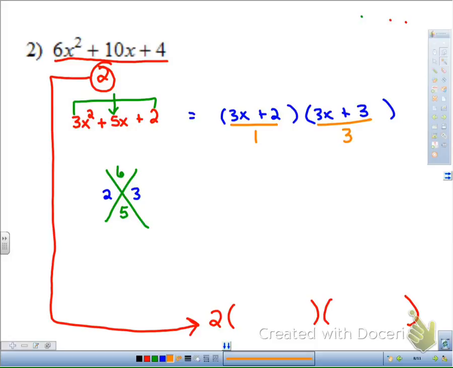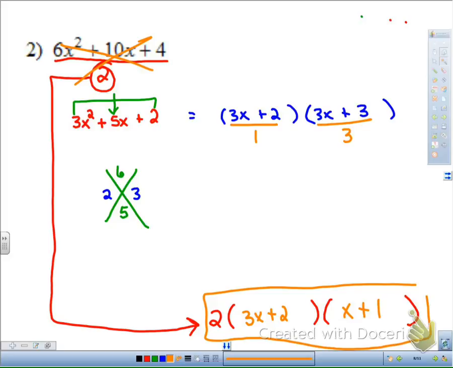1 times 3 is 3. Because remember, we're looking at our new quadratic, not our old one. 1 times 3 is 3. That seems to be correct, so I have my answer. It'll be 3x plus 2. My other binomial, remember you divide out the 3, that's going to be x plus 1. Again, please don't forget the 2. It's always frustrating when I have to mark those wrong on you guys.